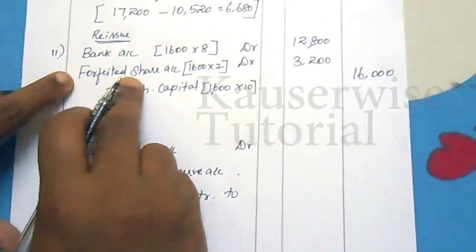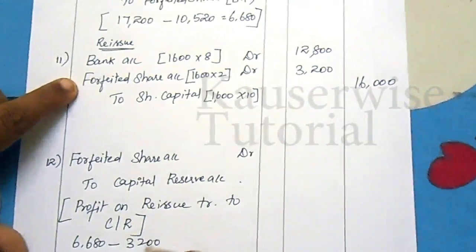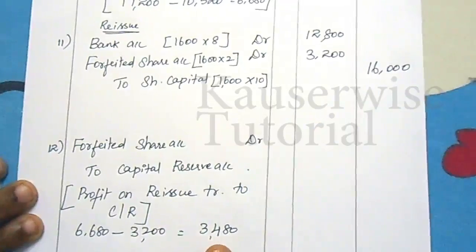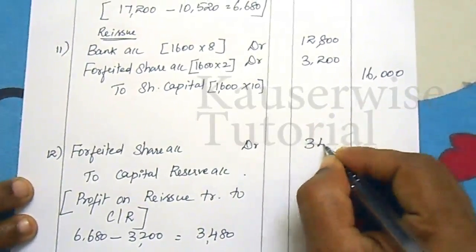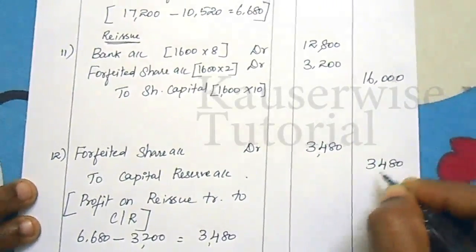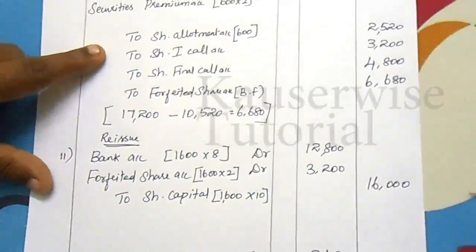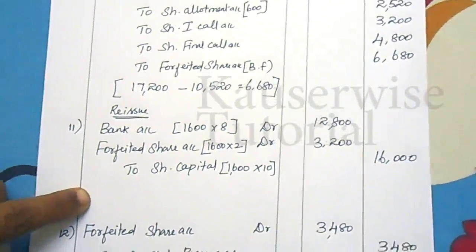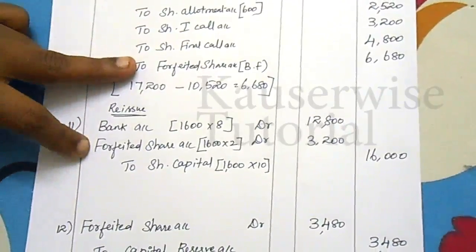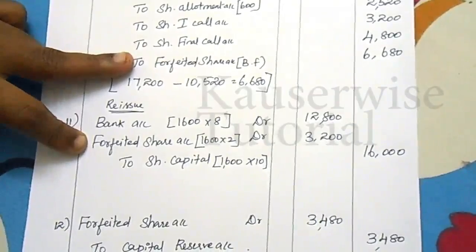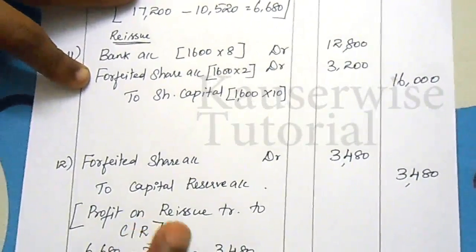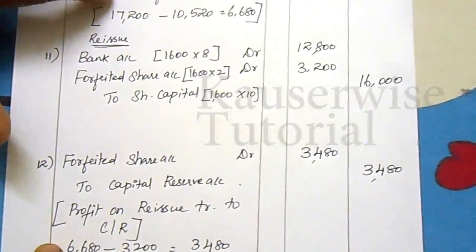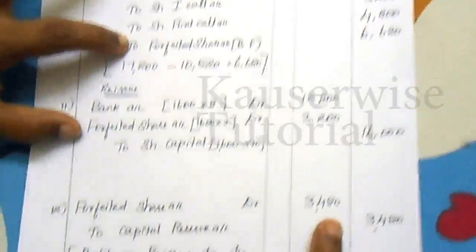6680 minus debit forfeited 3200. What is the difference? 3480. So, this is the profit on reissue transferred to capital reserve. Suppose company forfeited 1600 shares. Out of 1600 shares, company reissued only 1000 shares. In that case, you cannot simply compare credit forfeiture and debit forfeiture. You have to calculate a cross multiplication in order to find the profit on reissue. But according to this problem, the entire shares were reissued. In this case, you can just compare credit forfeiture and debit forfeiture to find the profit on reissue.